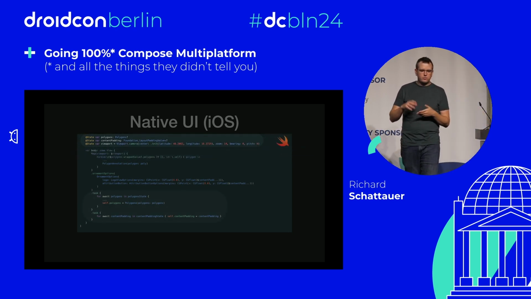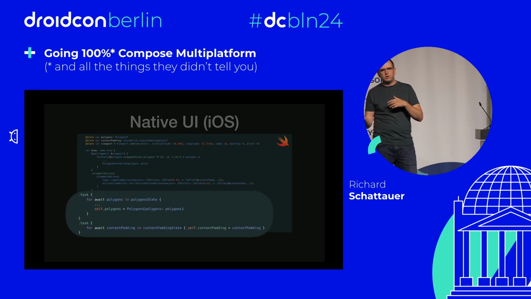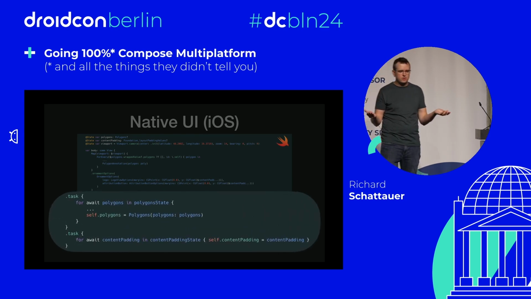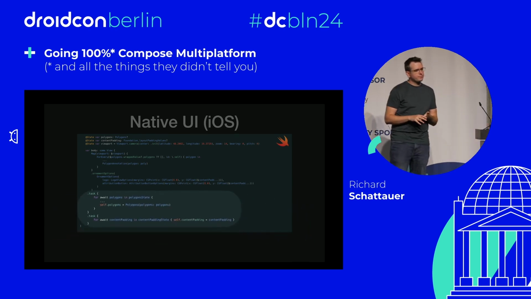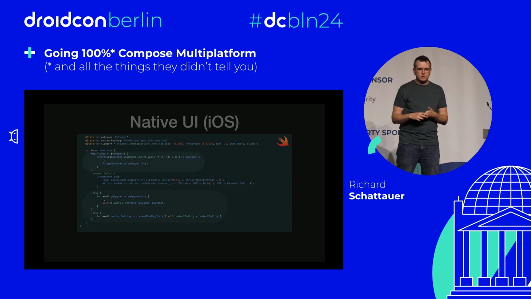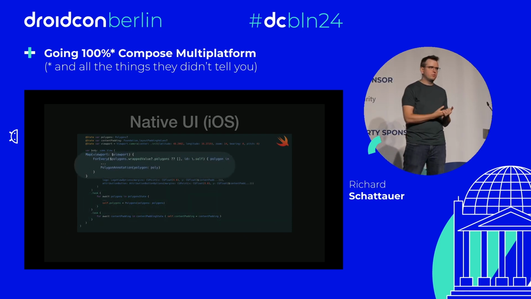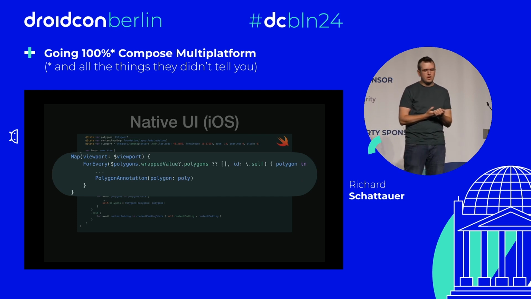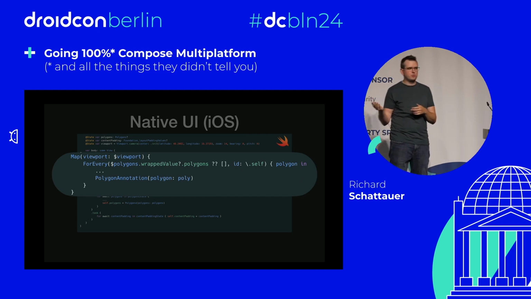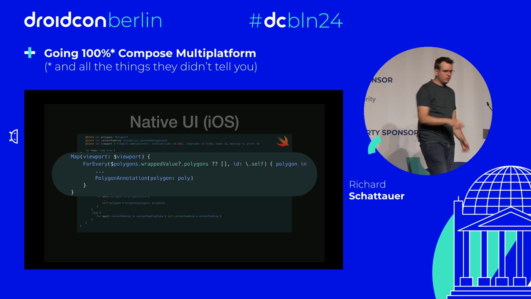Using SwiftUI, we can run a task on our state flows. Whenever we get an update on one of those two values, we then update the SwiftUI state. And finally, within our SwiftUI, we have our SwiftUI Mapbox map. Within that map, we update the polygons that we are using, so it shows those polygons on the map.